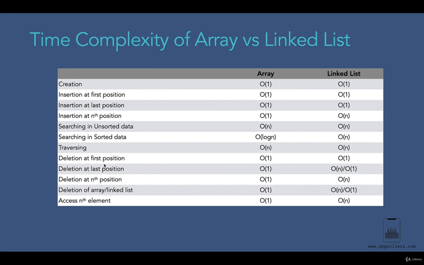When we are deleting from the first position of an array, we are just accessing the first cell and updating its value to the default value. So this will take O(1) time complexity, and in the case of a linked list also this will take O(1) time complexity, because we are just going to set head and tail references to null based on the linked list type. Now the next operation is deleting at the last position.